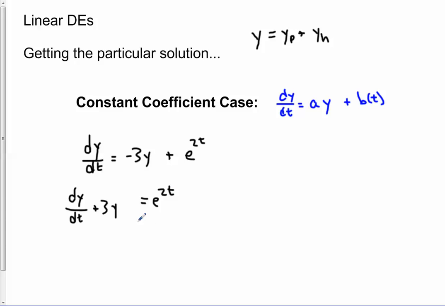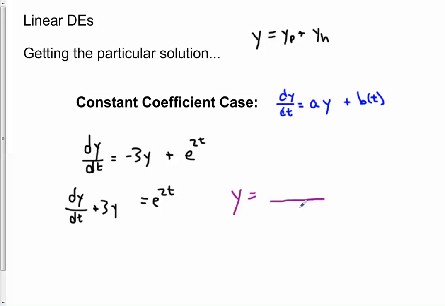Okay, well, whatever the formula is for y, whatever ends up going here for our particular solution, when you take the derivative and then add 3 times itself, you're supposed to get e to the 2t. Now, in a way, the strategy here is just a guess, but it's going to be a very, very educated guess.